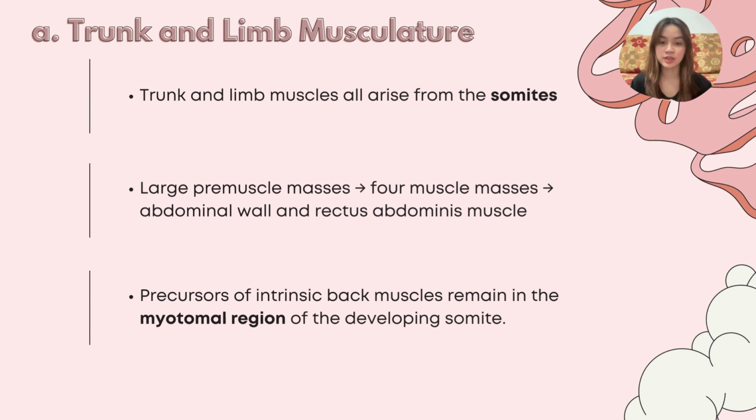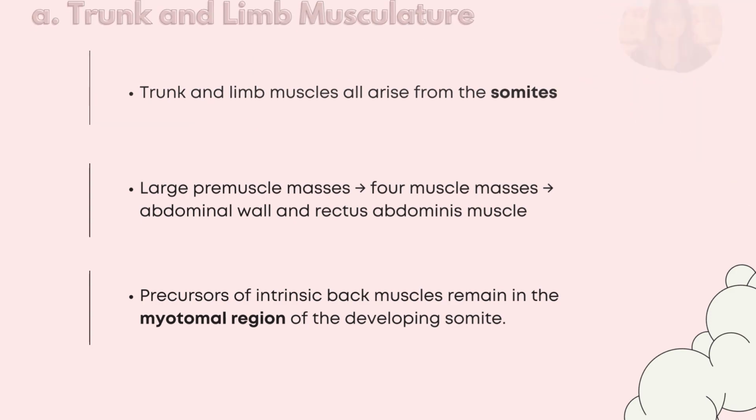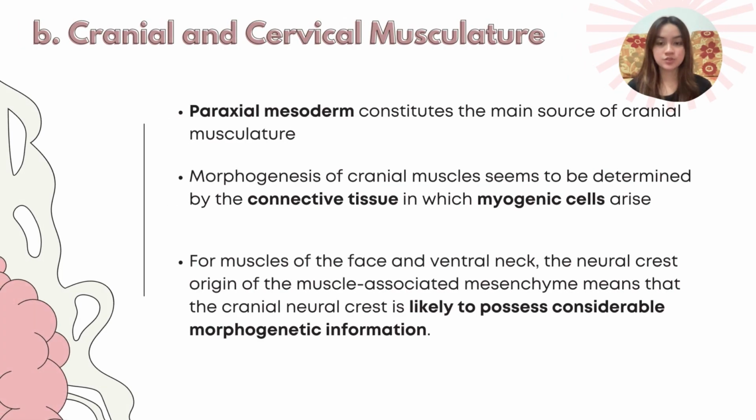Furthermore, the myotomal area of the growing somite is where the progenitors of the intrinsic back muscles stay, rather than leaving. Let us now move on to the development of cranial and cervical musculature.